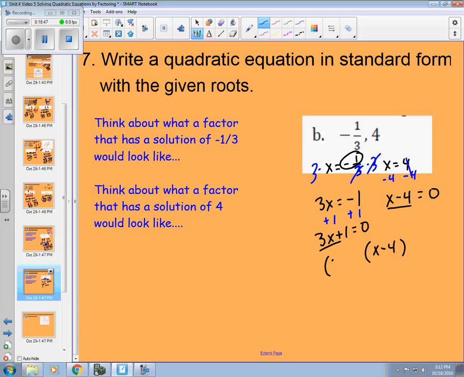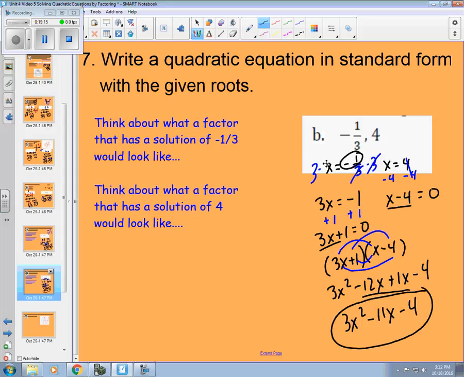Let's times these two together. So now go through and multiply this using that FOIL thing again. First, outside, 3 times -4 is going to be -12x. Inside, that's 1x. And the last ones, 1 times -4 is -4. Adding our two like terms together here, this would be the quadratic equation that would have these as its two zeros or solutions on that one.